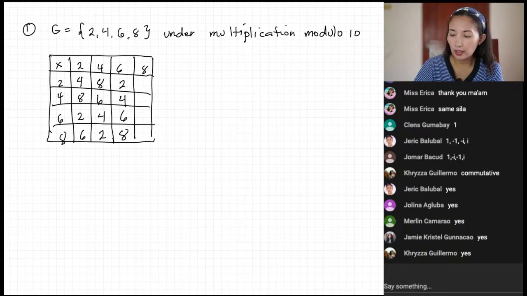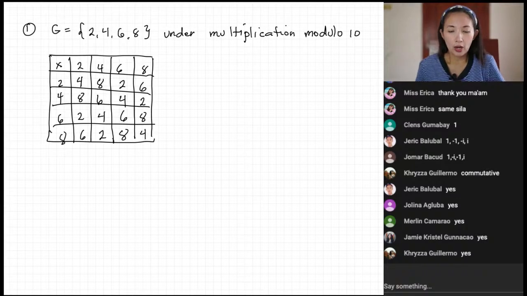The identity element is already obvious. 2 times 8 is 16, modulo 10, 6. 4 times 8 is 32, modulo 10, 2. 6 times 8, 48, modulo 10, 8. 8 times 8 is 64, modulo 10, 4.